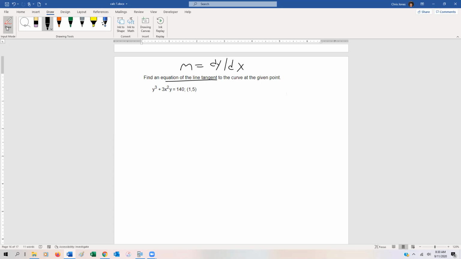So we're going to go ahead and find the derivative of this y cubed, which is 3y squared. For this term, this 3x squared y, this is a product rule. So what we're going to do off to the side is define little f to be 3x squared, and define little g to be y. And the derivative of f is going to be 6x, and the derivative of y is 1.